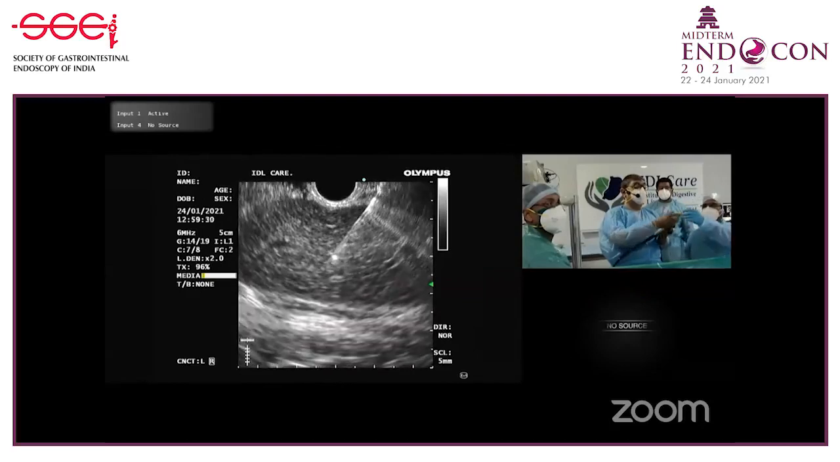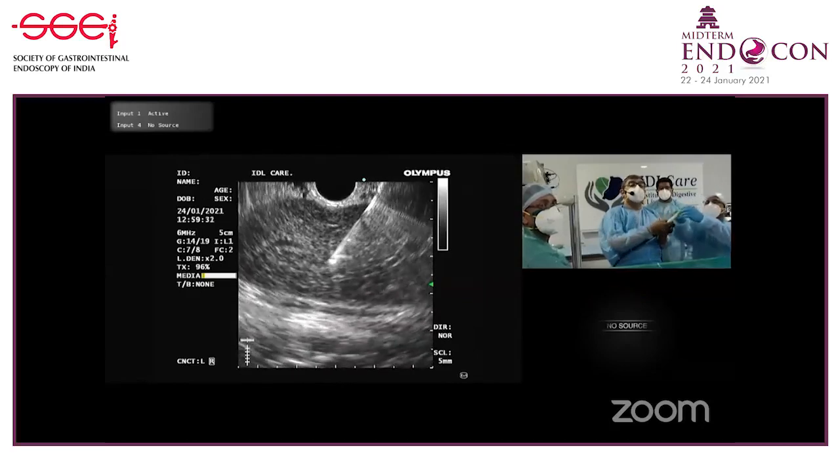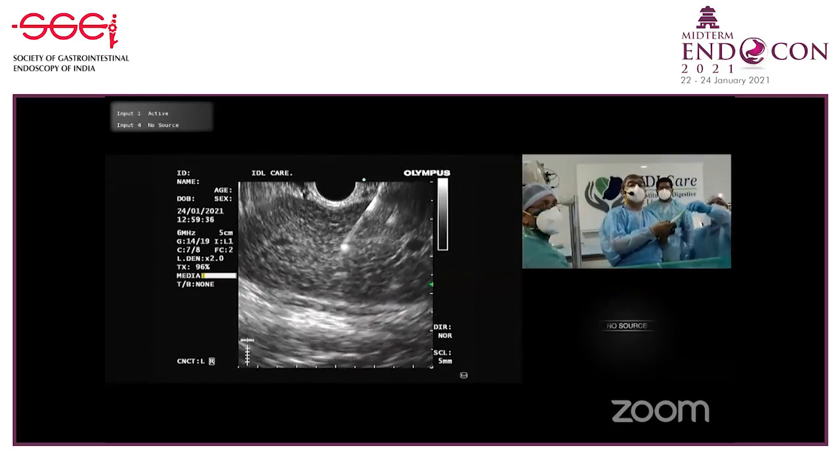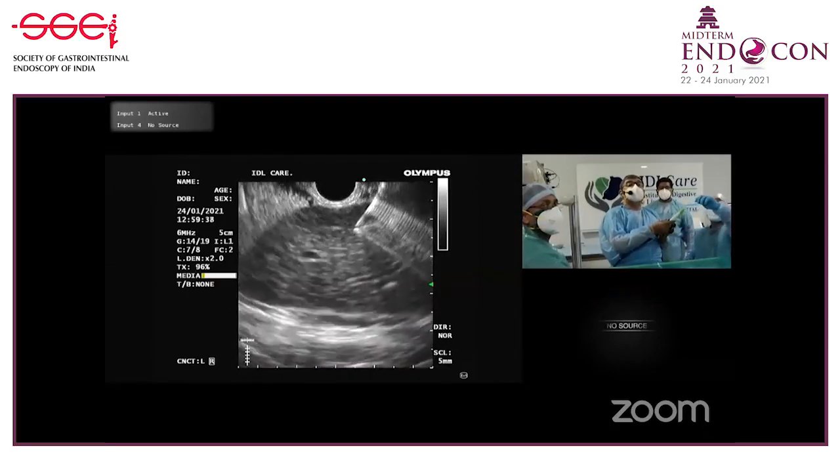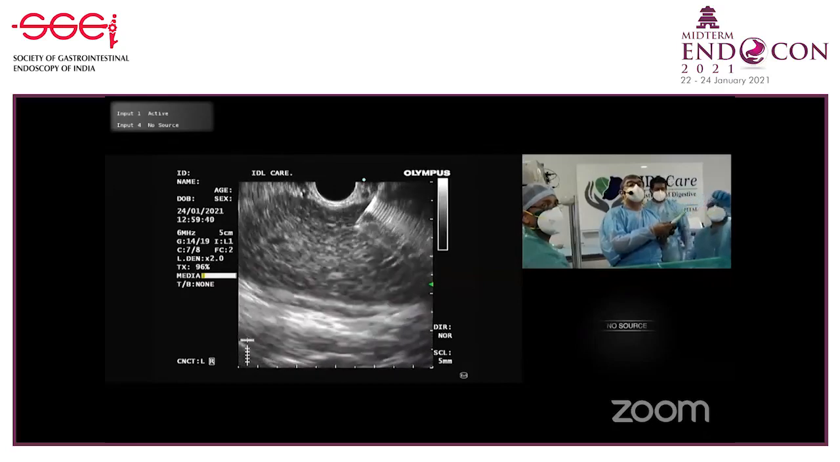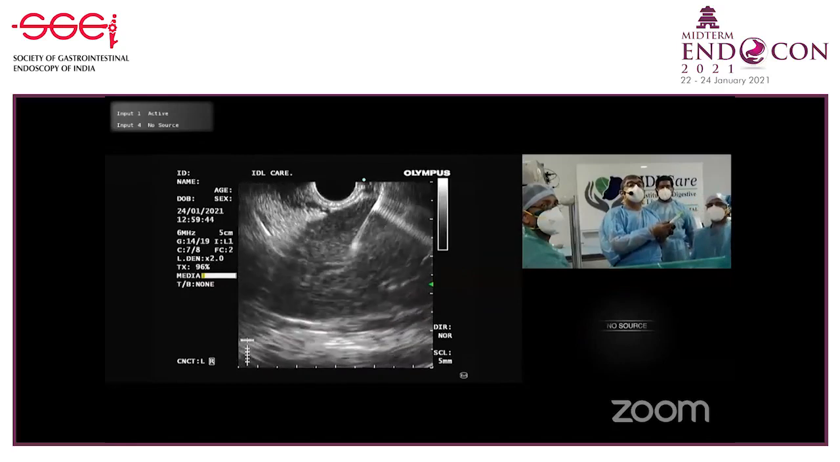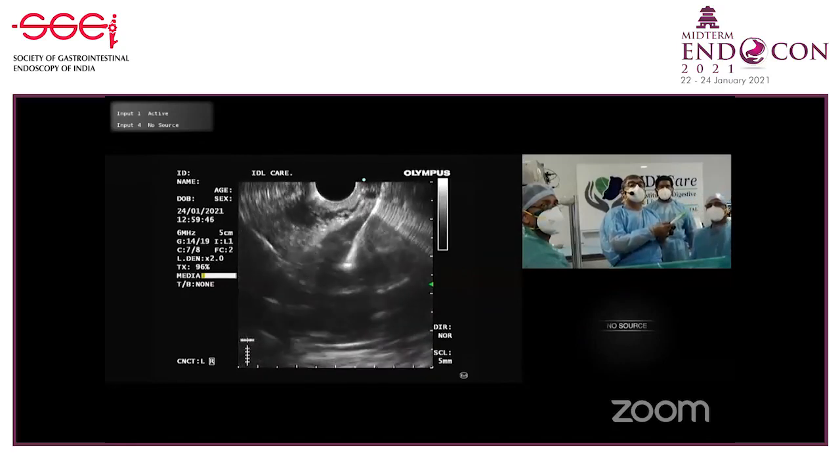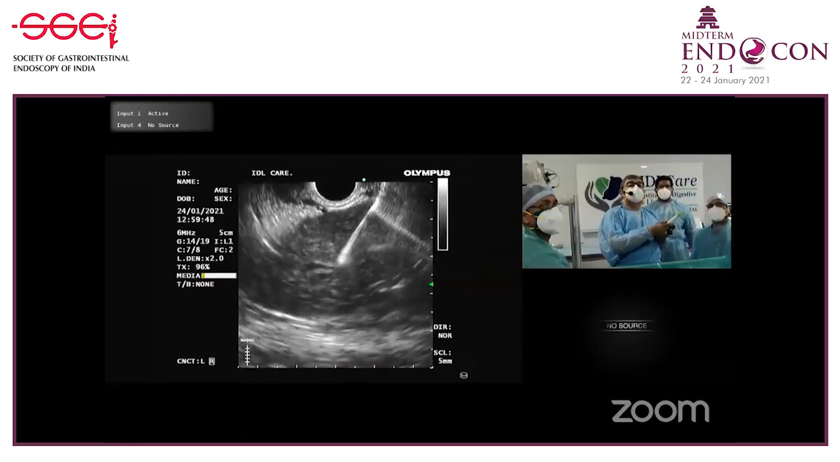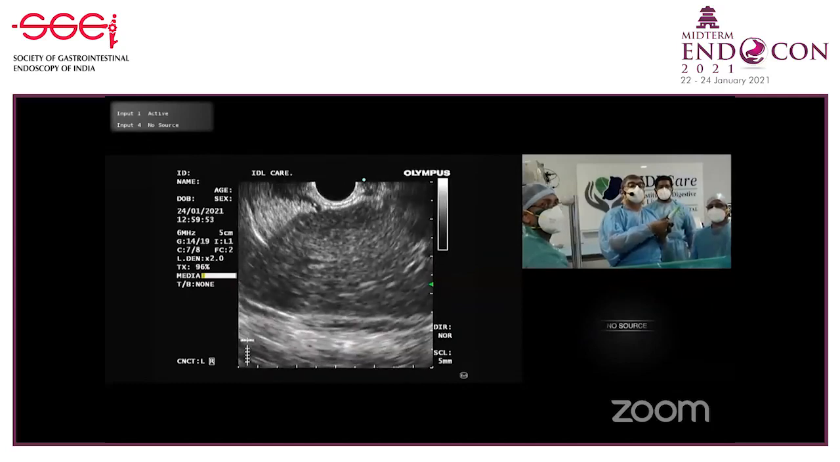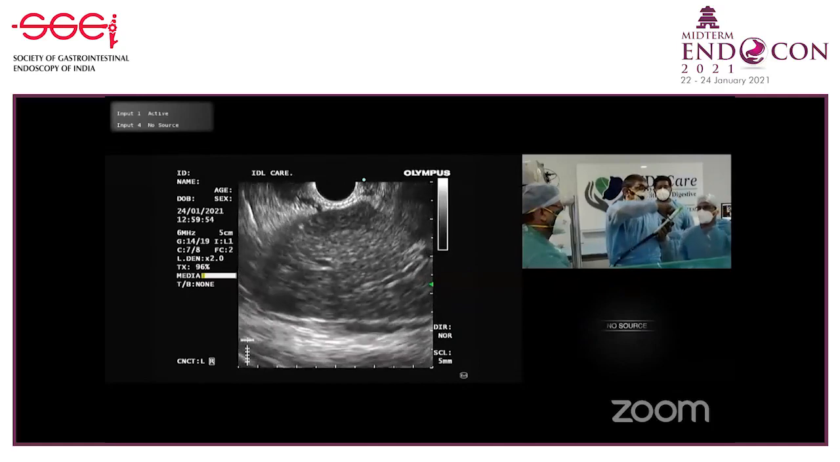And then what we do is slowly withdraw the stylet and use different strokes in different areas. 1, 2, 3, 4, 5. And we are done. Let us see if something has come.